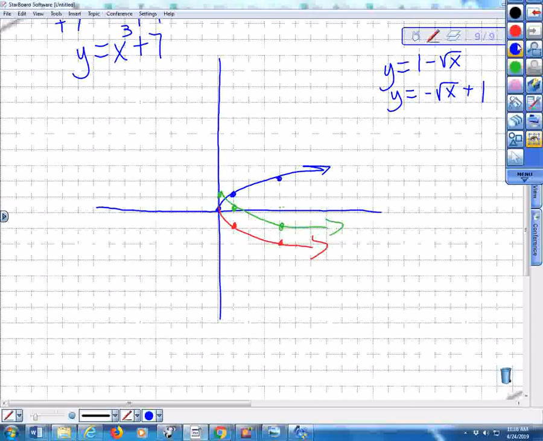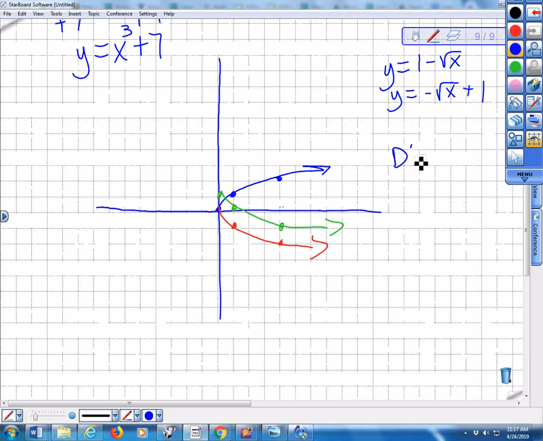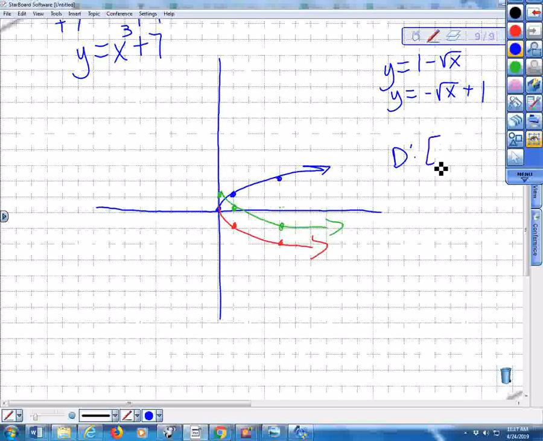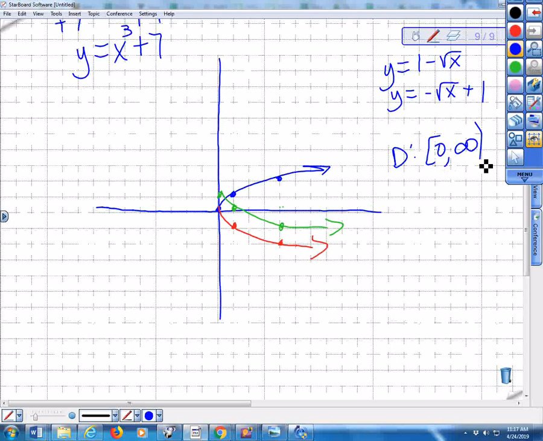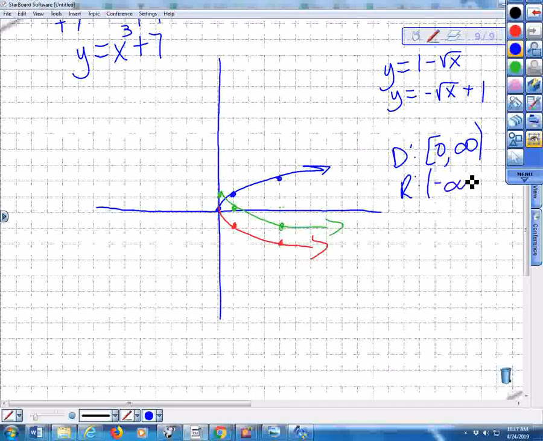It also asks for me to state the domain and range. So the domain of the green line is everything from 0 to infinity. The range of the green line is everything from negative infinity to 1.